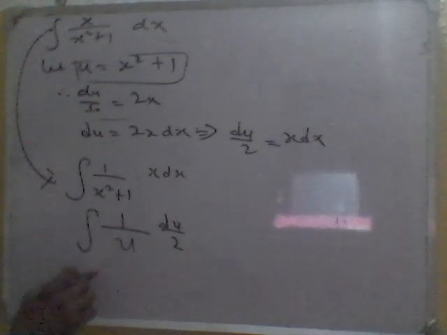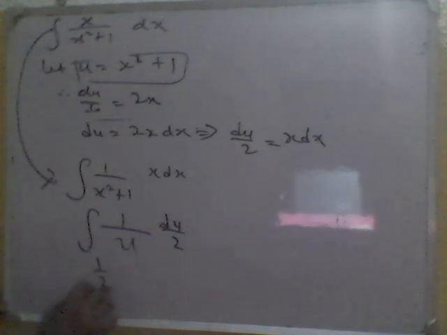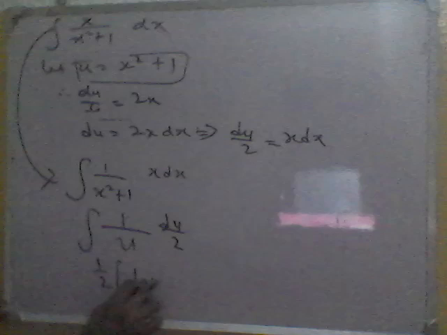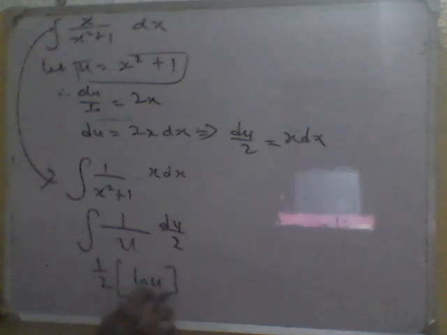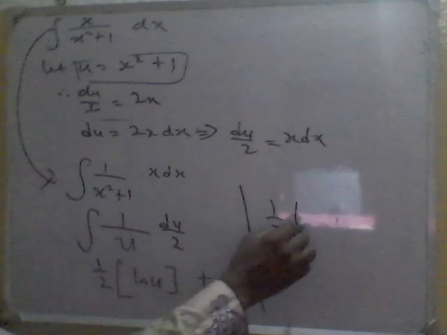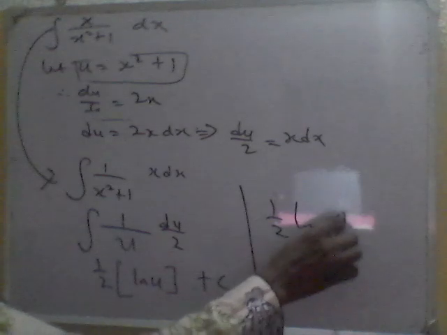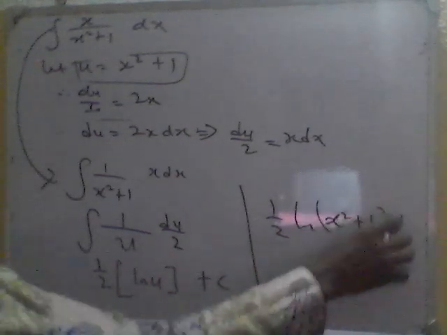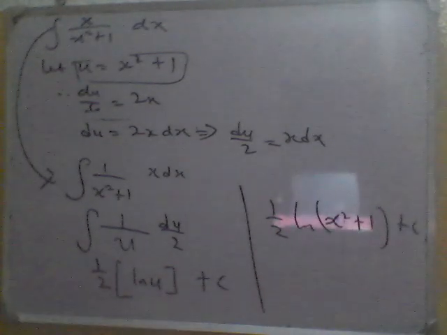So this one is the same thing as 1 over 2 outside. These 2 will come out, 1 over 2 outside. Then ln u plus c. But u is giving us something, right? We know u as something. So it is 1 over 2 ln u, where u is x squared plus 1, then plus c. So that's the final answer.